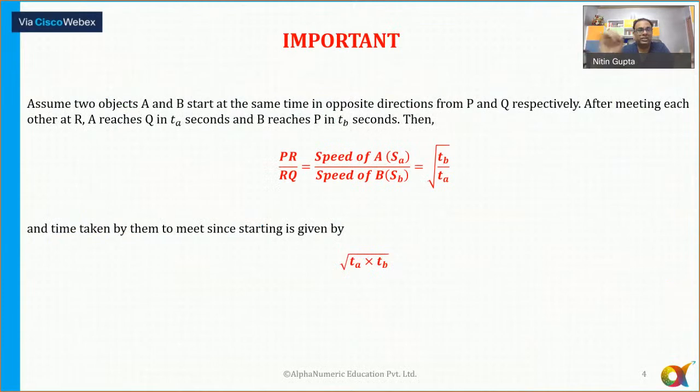So that is the important thing here. Where can I use this formula? Assume two objects A and B start at the same time. That is important. In opposite directions from P and Q. And after meeting each other at R, A is taking time TA and B is taking time TB. In that case, speed of A upon speed of B is equal to time taken by B upon time taken by A, and distance traveled will be in this ratio. And time taken by them to meet since starting is given by root of TA into TB.